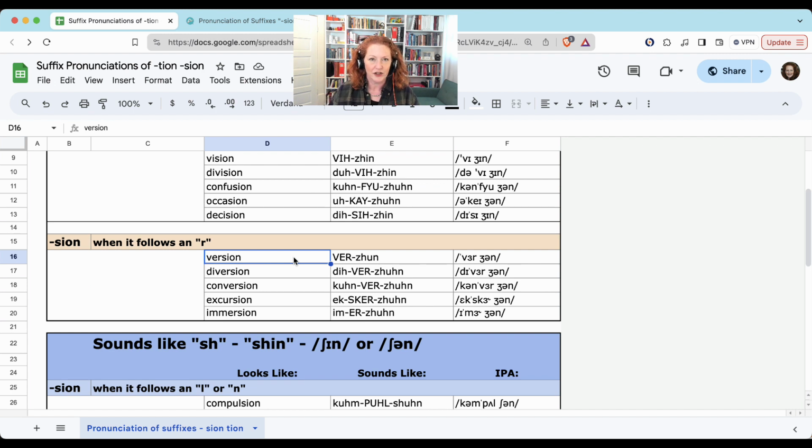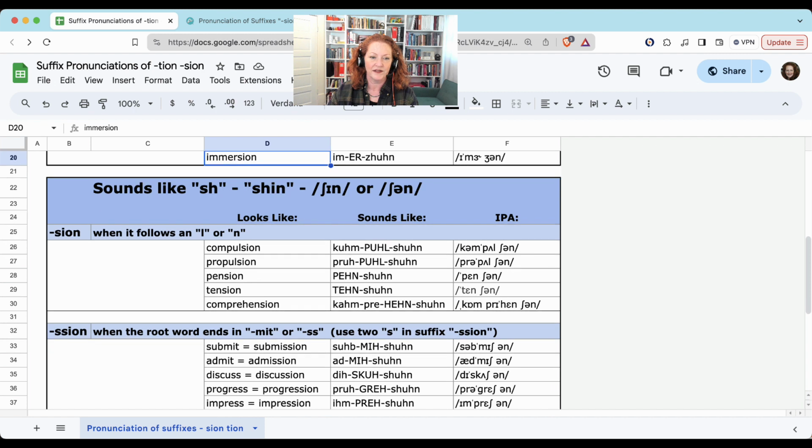It will also sound like jun or jin when it follows an R. Version, diversion, conversion, excursion, immersion.